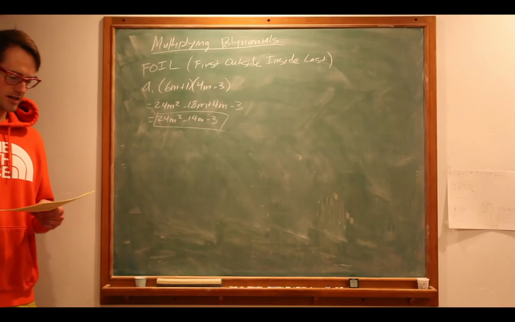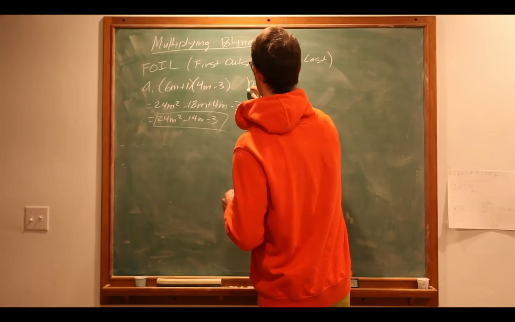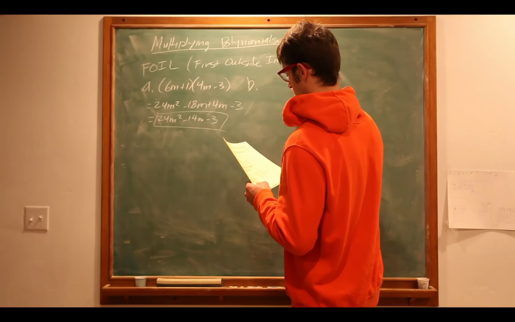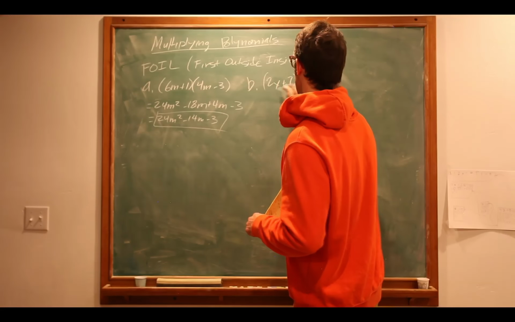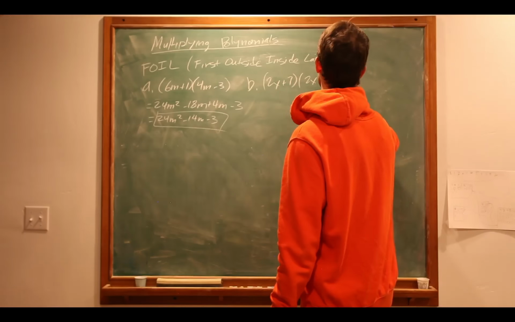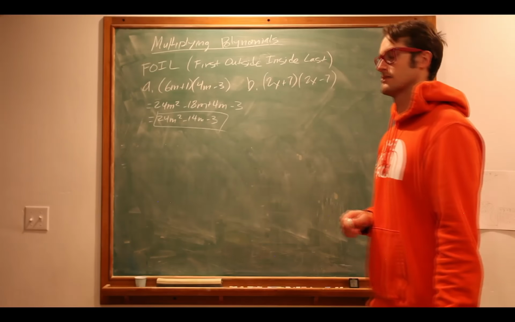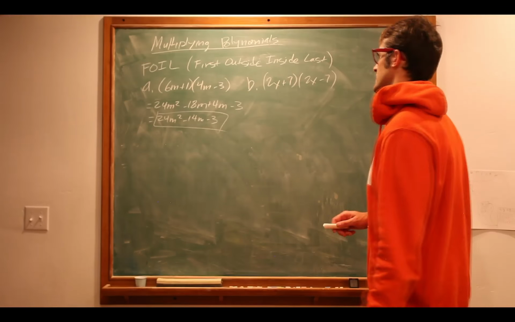Okay, let's do another. Here we go. 2x plus 7 and 2x minus 7. Oh, this is a special one because you'll see the inside and the outside, the O and the I, they'll cancel each other out.